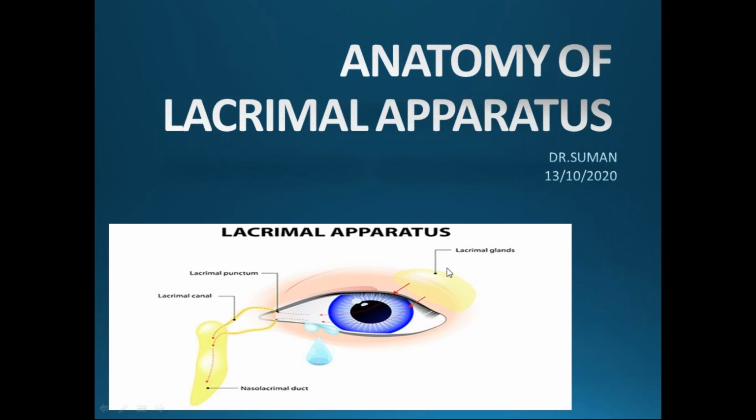It mainly consists of the lacrimal glands, punctum, canals, common canal, canaliculi, and the lacrimal sac, which is divided into three parts: fundus, the middle part, and the neck of the lacrimal sac, and the nasolacrimal duct, which opens into the inferior meatus of the nose.